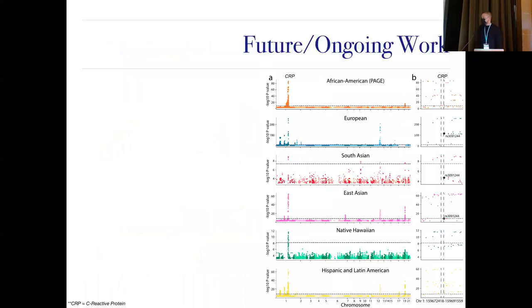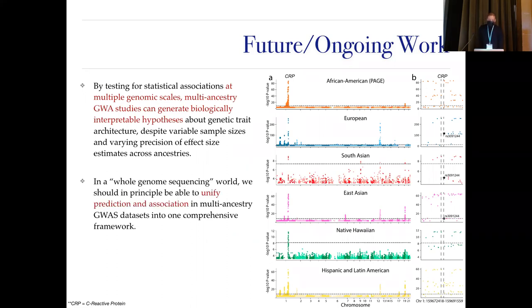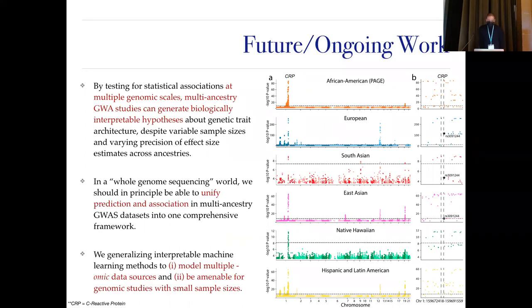And so I just want to close with future work really quickly. The things that we're thinking about in my group, and hopefully we'll continue to think about, is that by testing for associations at multiple scales, multi-ancestry GWAS can generate biologically interpretable hypotheses. In this whole genome sequencing world, I think we should continue to unify prediction and association based methods. And really this idea of generalizing interpretable machine learning methods both allows you to work with multiple omics data sources, as well as be amenable to things with small sample sizes, which is really nice.